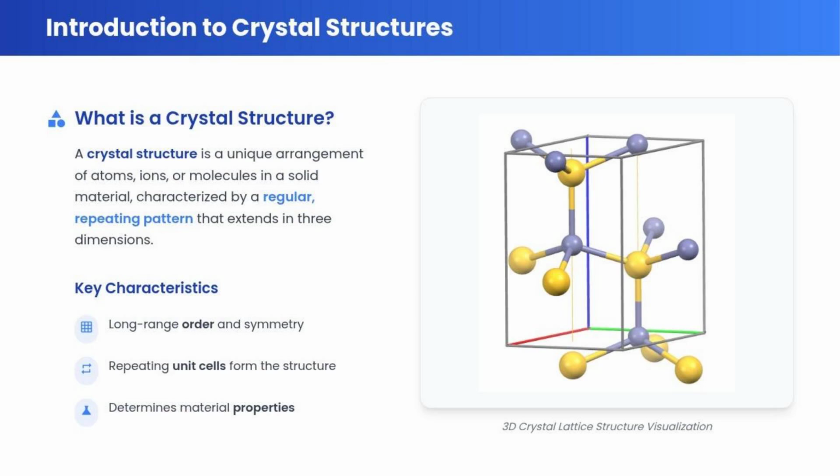First, let's define our subject. A crystal structure is a unique arrangement of atoms, ions, or molecules in a solid material. It is defined by a regular, repeating pattern that extends in 3 dimensions. Refer to the 3D crystal lattice structure visualization. The key characteristics to remember are long-range order and symmetry. Because these repeating unit cells form the entire structure, they are the primary factor in determining a material's physical and chemical properties.